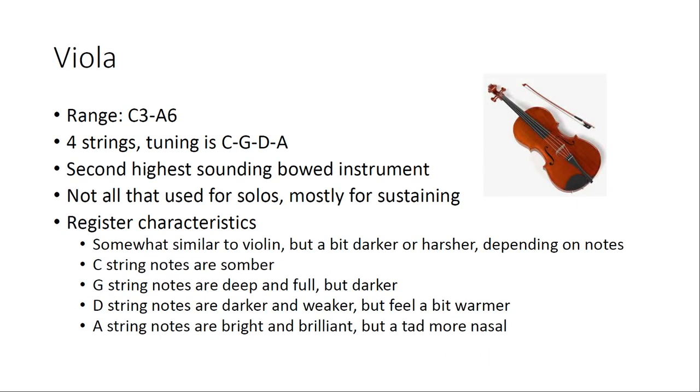The viola has a different sounding range. It's from C3 to A6. It's a bit lower. And as you can see, it looks fairly similar to the violin. It also has four strings. From left to right, the tuning is C, G, D, and A. From C3 to A5, to be precise. It's the second highest sounding bowed instrument, not really used for solos. It's mostly used for sustaining, for rhythm, if you will.